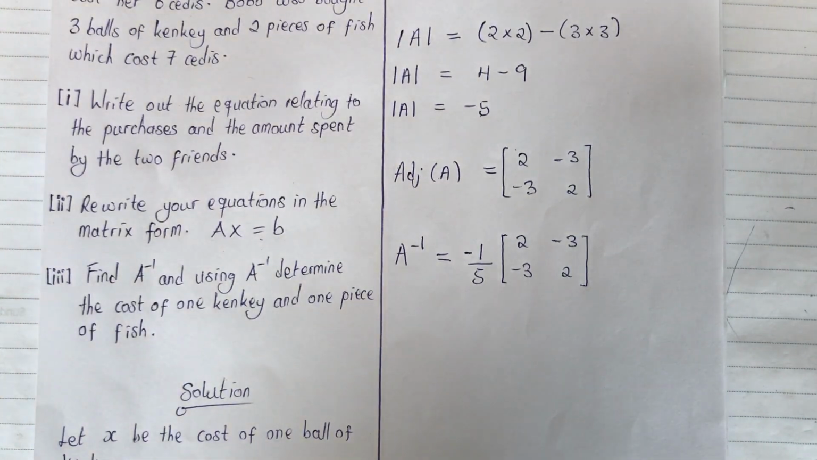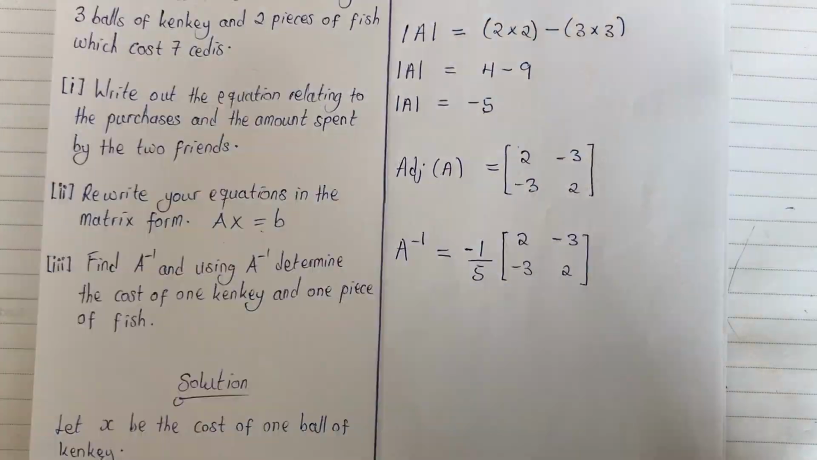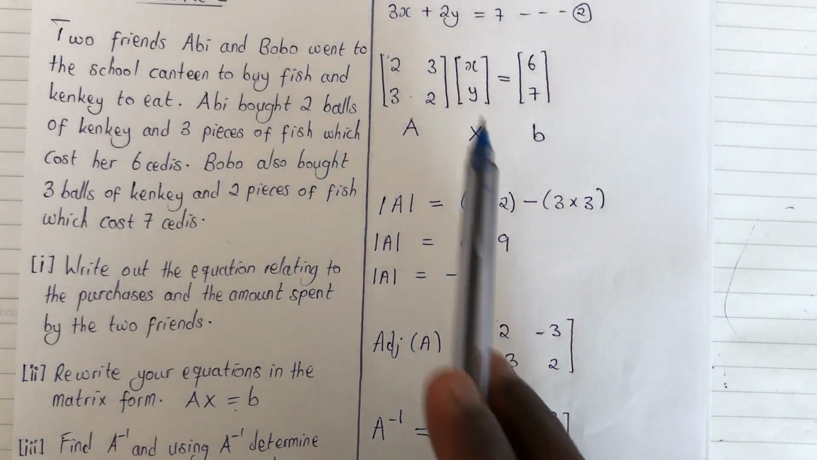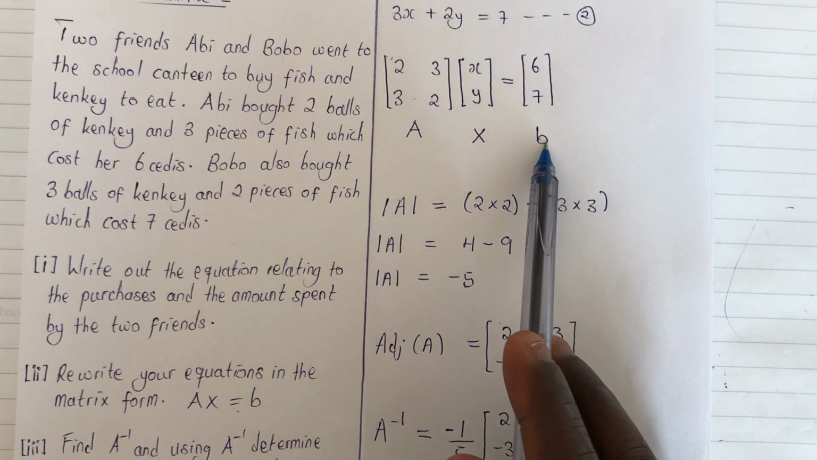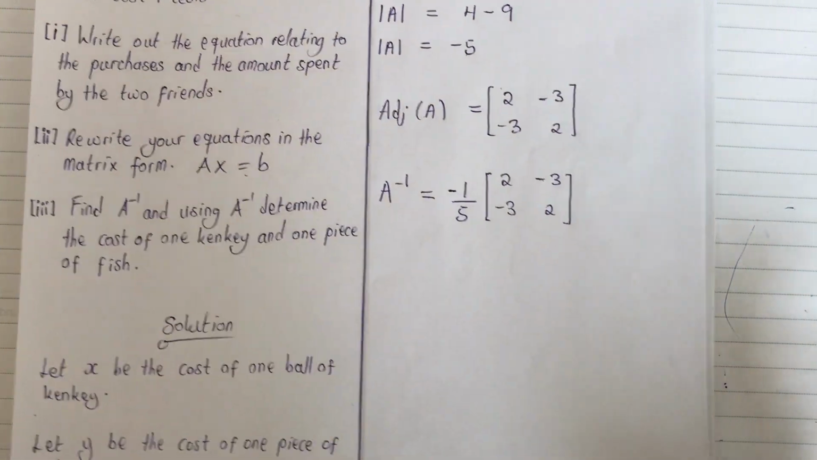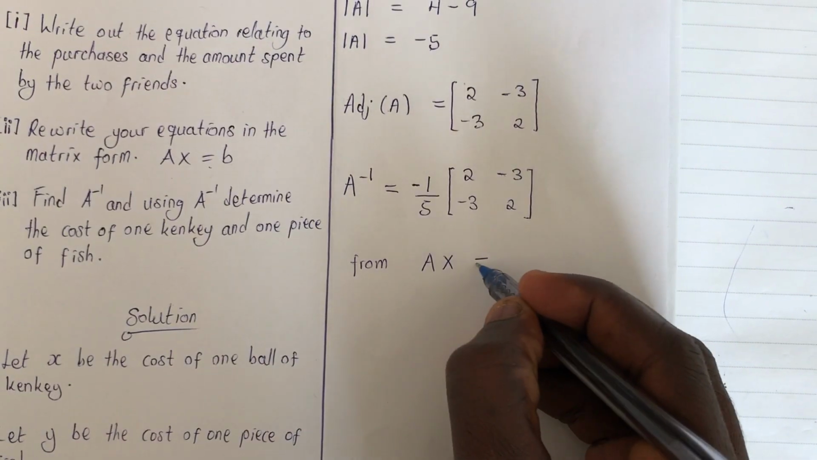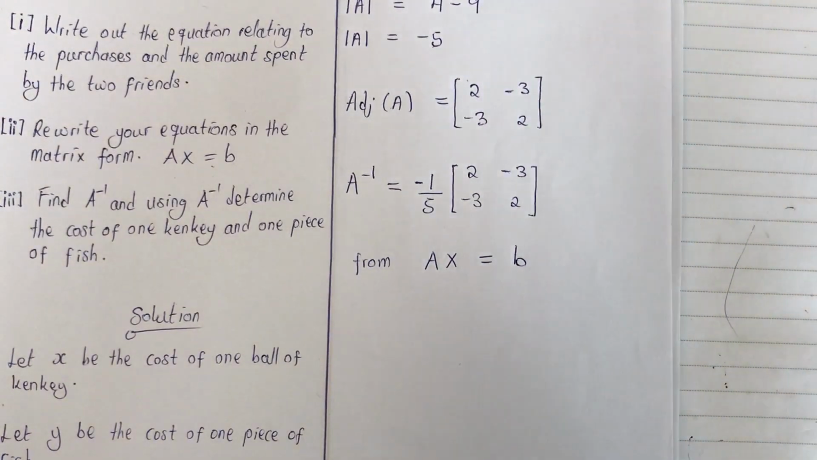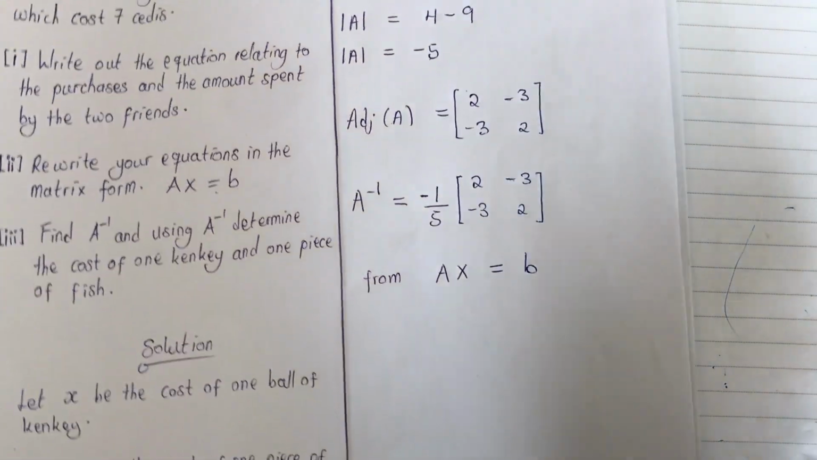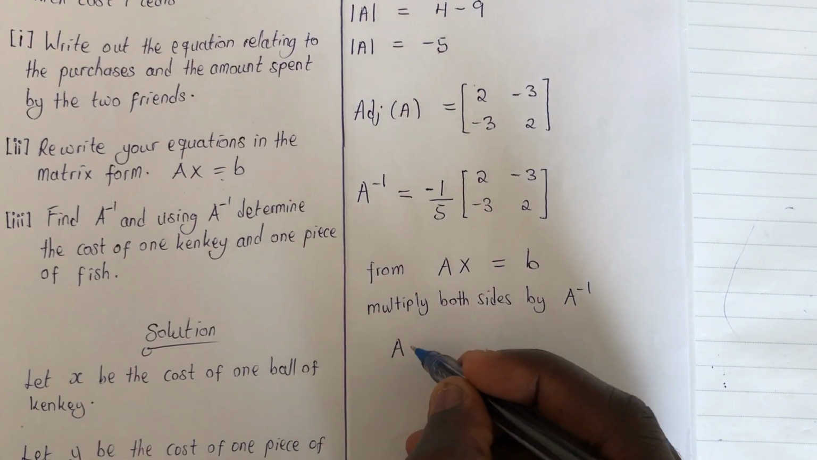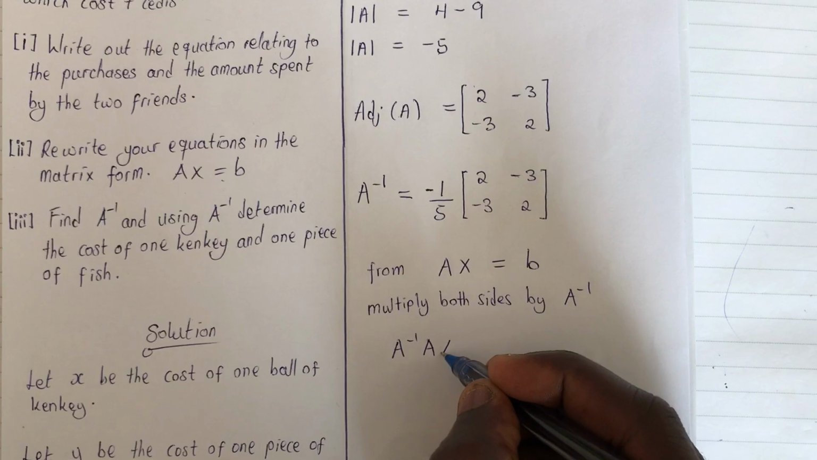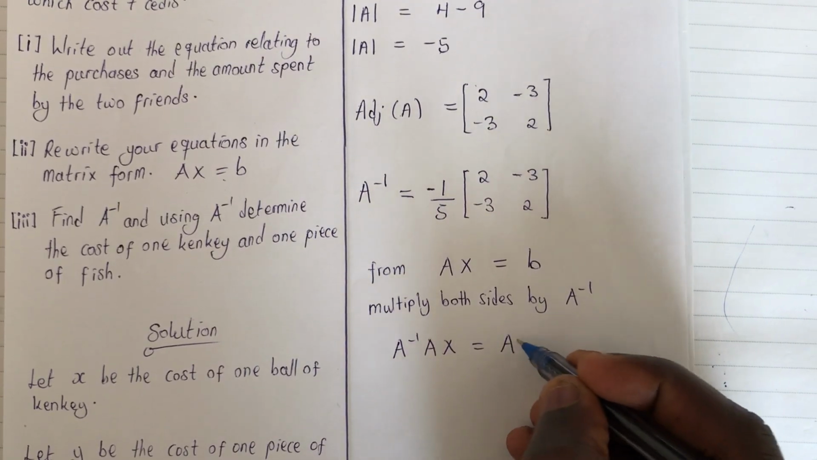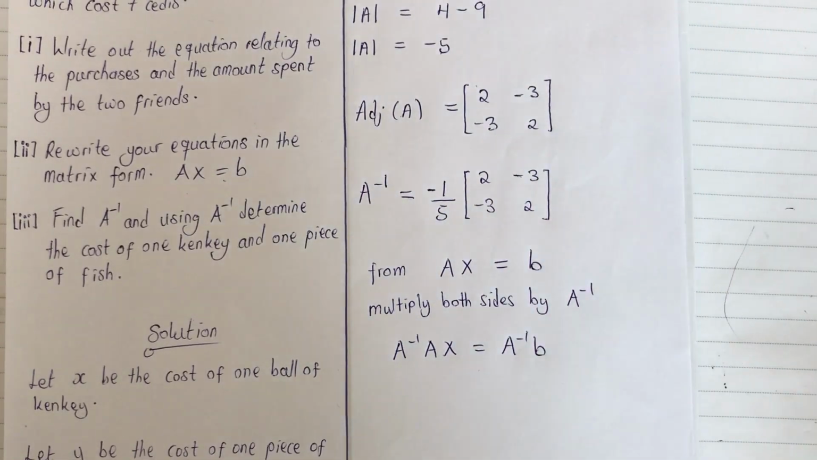But I'm going to teach you how to go about it. So pay attention and listen so that you can understand if you have problems with this. So let's go back to AX, which is equal to B, and let's quote that. From AX equal to B, multiply both sides by A inverse. So we have A inverse times AX equal to A inverse of B.